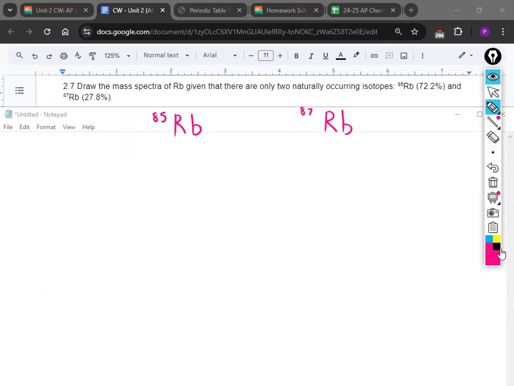The first thing you want to do when you have to draw mass spectra is obviously draw the graph, right? I'm sure you guys are used to this from your math class. You're going to draw a graph, and then we're going to label it. On the x-axis, you're going to have the mass number, or I'm really lazy, so I just write AMU. And on the left side is the relative abundance, but again, I'm pretty lazy, so I just put percentage.